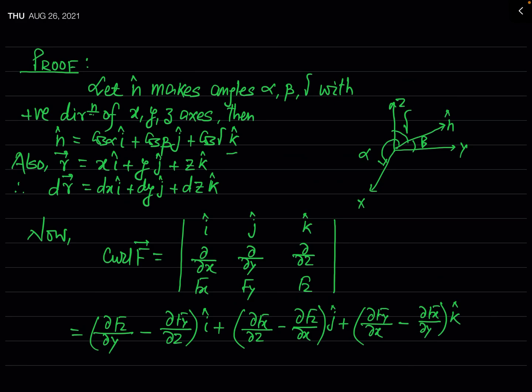When you take i, then del Fz by del y minus del Fy by del z, i plus, actually in the second term of the determinant there is a minus sign, but I have taken plus here, so the order of operation will just be interchanged. So when you write plus, then you should write del Fx by del z minus del Fz by del x, j, and plus now the third term k, that will be del Fy by del x minus del Fx by del y, k. So this is curl F in terms of the rectangular components of vector F.